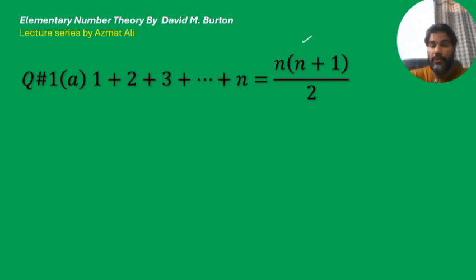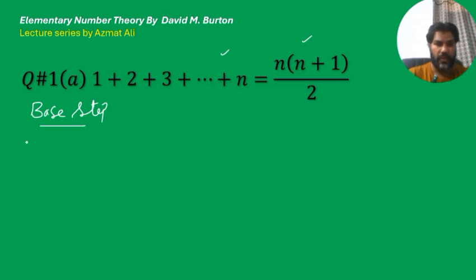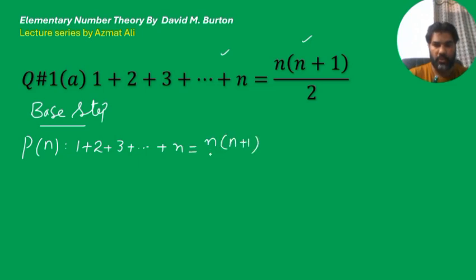Mathematical induction is a method to prove formulas or mathematical statements that consists of the following three steps. First is the base step. First of all, let the given statement be denoted by P of n, that is P of n such that 1 plus 2 plus 3 and so on up to n is equal to n into n plus 1 over 2. Now we perform the base step. The base step says we check the statement for n equal to 1. So put n equal to 1 here.